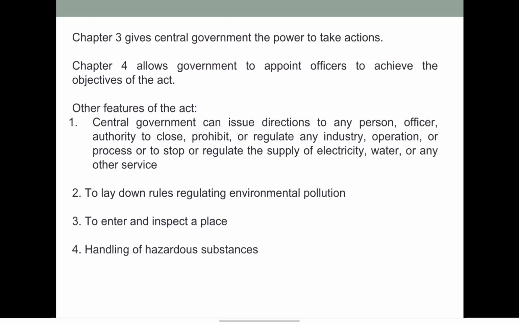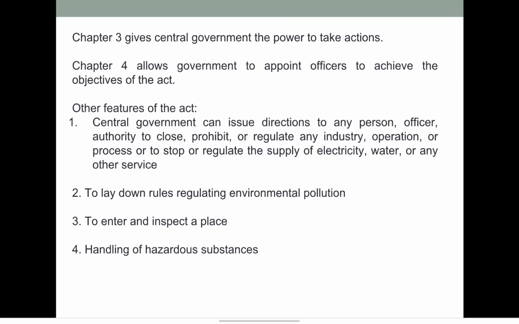So chapter 4 allows government to appoint officers to achieve the objectives of the act. Yes, for the laws made under this act to function properly, there have to be officers. There have to be officers to implement this act properly. So the government will appoint officers to achieve the objectives of the act.